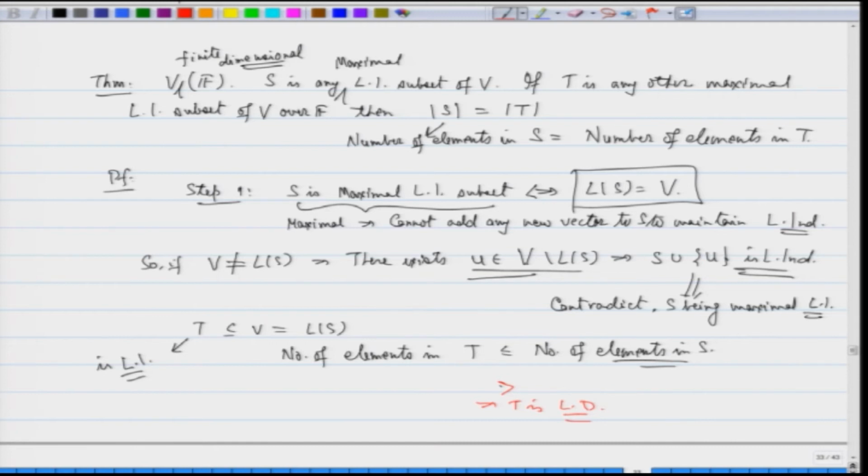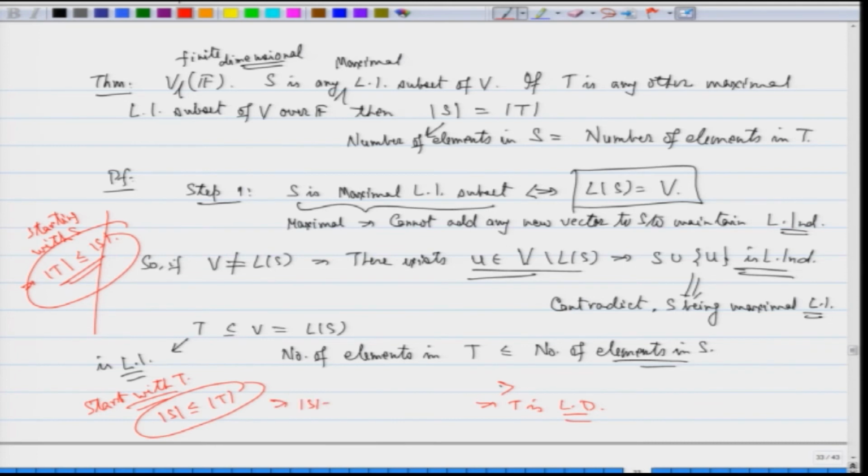Similarly, if I start with T. So here, step one was starting with S and implying that the number of elements in T is less than or equal to the number of elements in S. Similarly, if I start with T, we'll get that the number of elements in S will be less than or equal to the number of elements in T, and these two together will imply that the number of elements is the same. Is that okay? So what we see is that for any maximal linearly independent set in a finite dimensional vector space, the number of elements is the same.